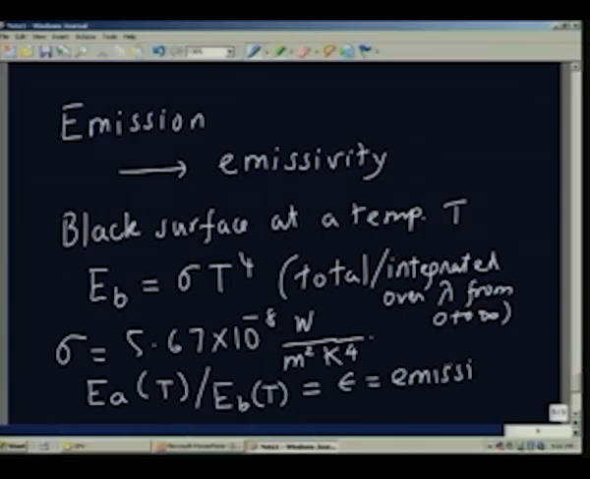In this case I am looking at the total emissivity, that means including all wavelengths which are possible. Of course, this definition can be particularized to a particular wavelength also. So, I have to find out how much energy or power is radiated from the actual surface in a small wavelength region and compare it with that from a black body, and the amount radiated by the black body in a certain small wavelength is given by the Planck distribution function.